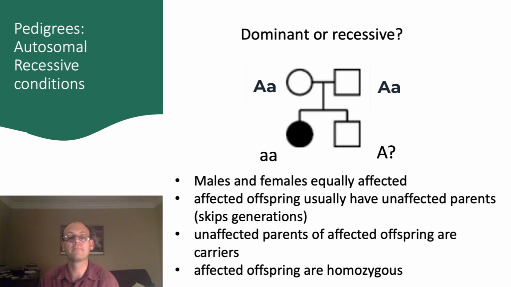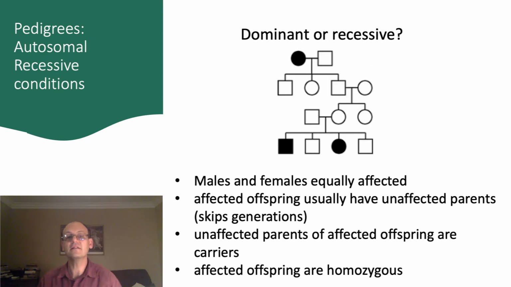Third, unaffected parents of affected offspring must be carriers. Carriers are individuals that are heterozygous for a recessive trait. The allele is essentially hiding in them, and they're carrying it unbeknownst to them. Finally, affected individuals are always homozygous. Let's look at how these guidelines play out in a larger pedigree.